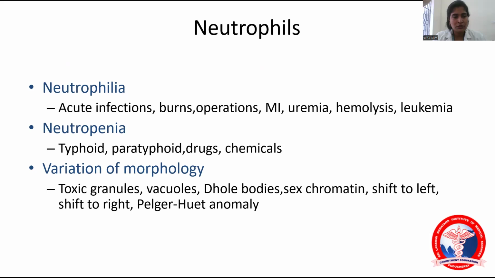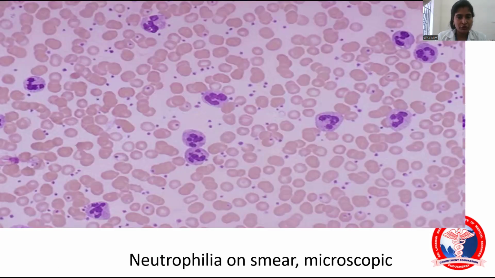Then we'll go to certain morphological variations. Do I want you to remember this? Yes, we need to see that, because we tend to see such morphological variation in the WBCs, especially toxic granules, which I'll be discussing. And there are Dohle bodies and Pelger-Huet anomaly. Those two I would like to stress at this point.